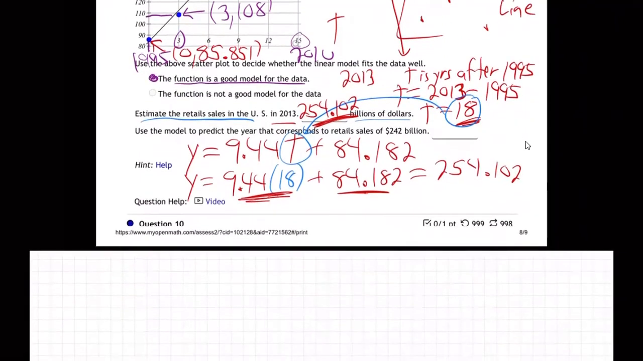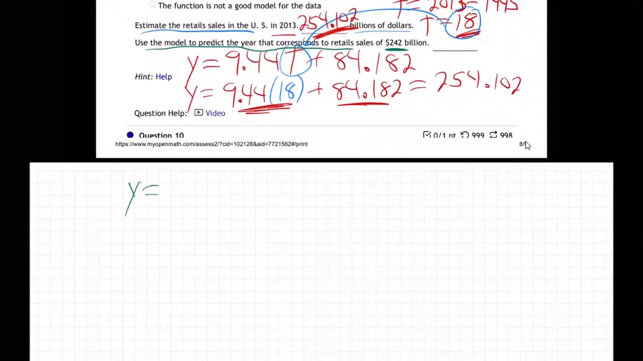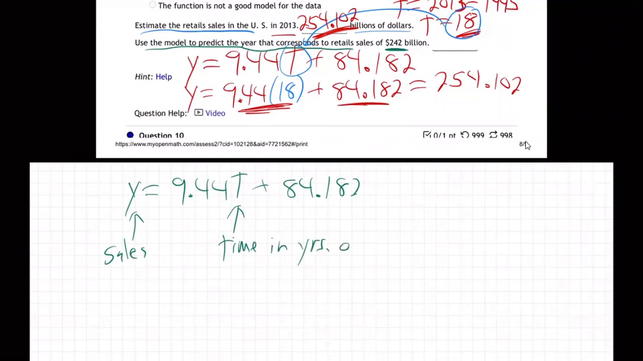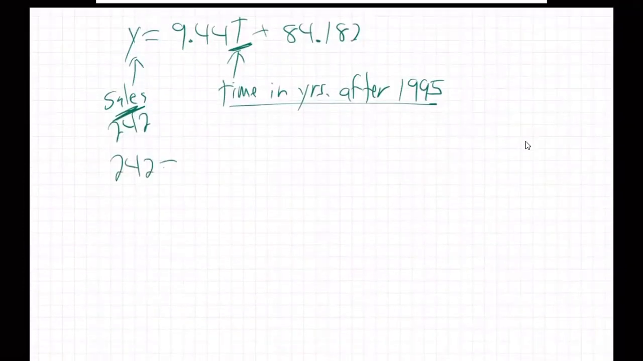And now the last question, which is really the most tricky question, they ask us to use the model to predict the year that corresponds to 242 billion. So if I take the equation again, y = 9.44t + 84.182. Remember, the y is the sales and the t is the time in years after 1995, right? You've got to be clear on that. They're telling us sales is 242 billion, so plug in 242 for y and solve for t.